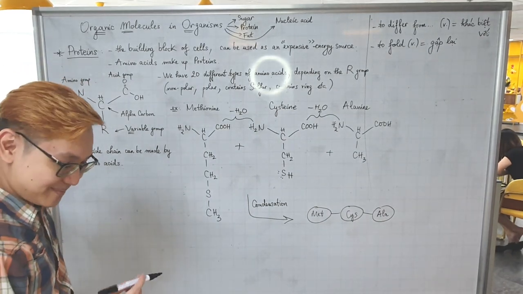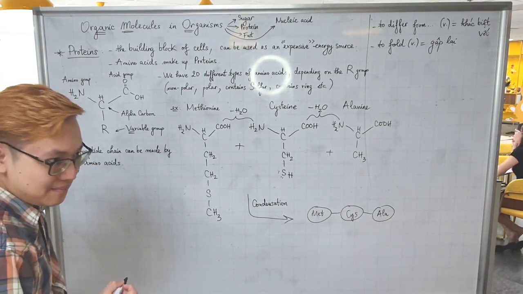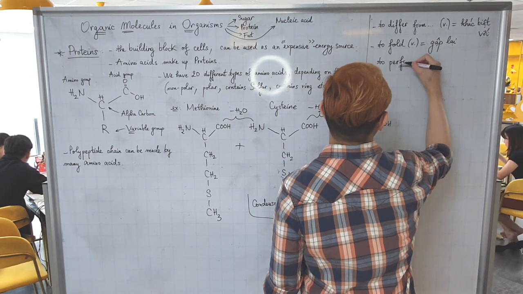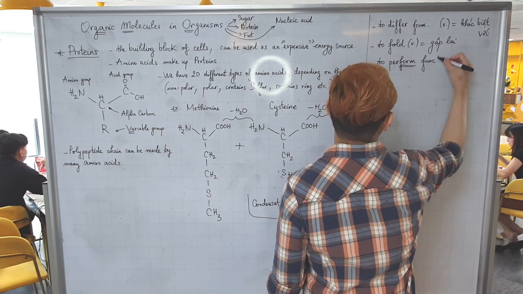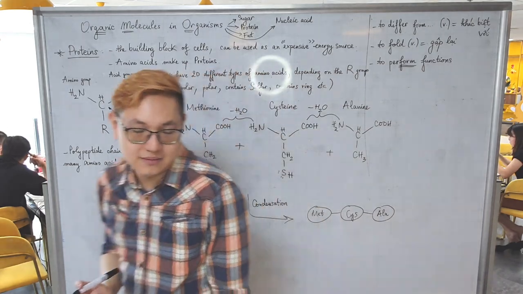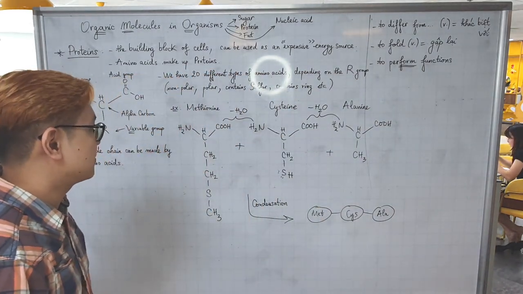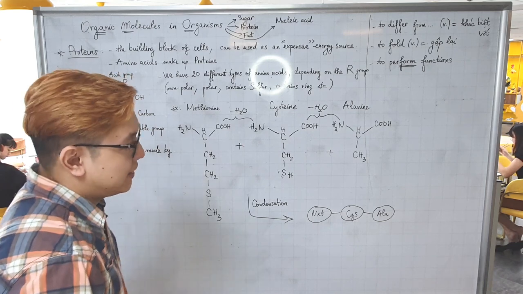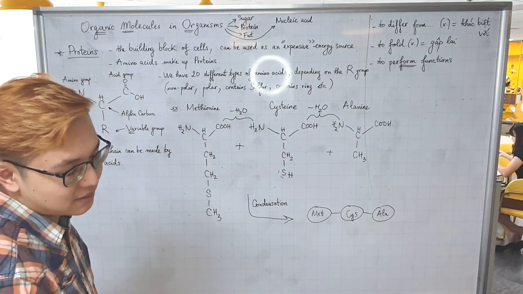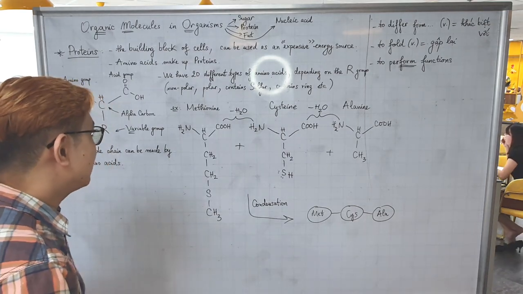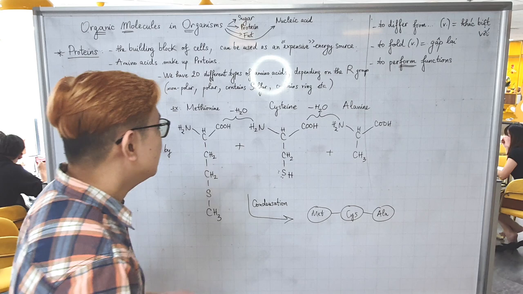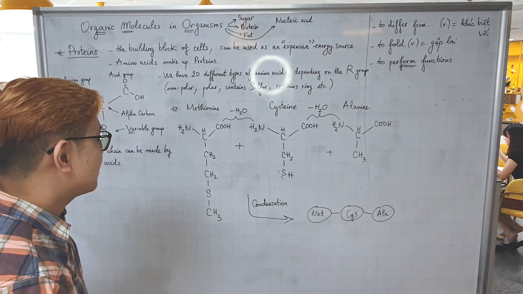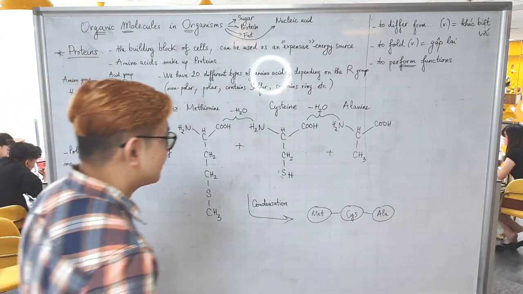So what can protein do? Protein can perform many functions, that you can think of. For example, they can be muscles, which are responsible for movement. They can be the structure of the cell. And what else? They can be enzymes that catalyze reactions.